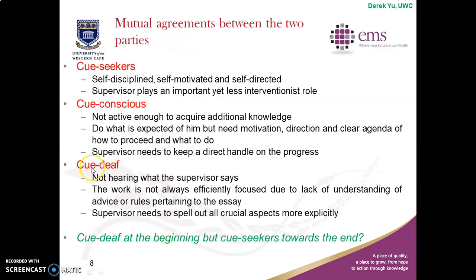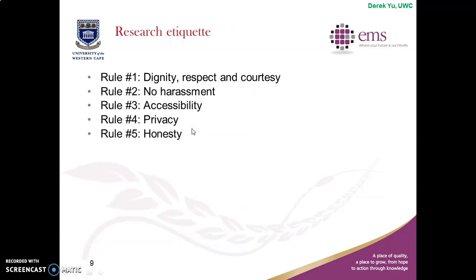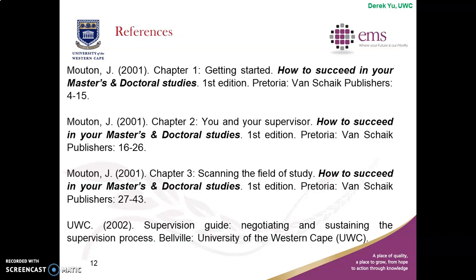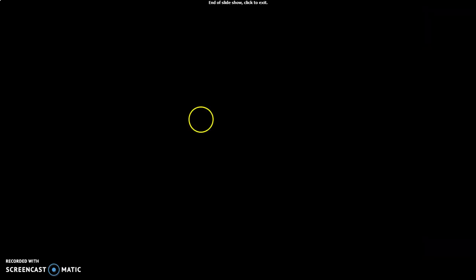Okay, initially you might be cue-takers, you might be a bit passive, but I hope after, let's say October, or during the third and the fourth term, you will be more proactive and enthusiastic. You become cue seekers. You will be self-disciplined, self-motivated, and self-directed. And then the supervisor will play an important yet less interventionist role. In other words, you as the student take the lead. And I think that's it from the second set of slides.